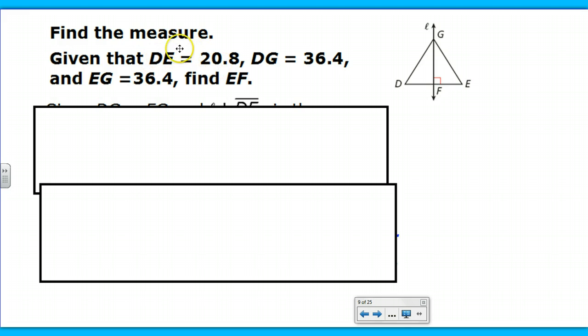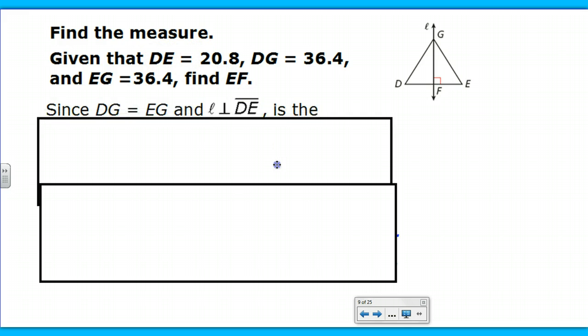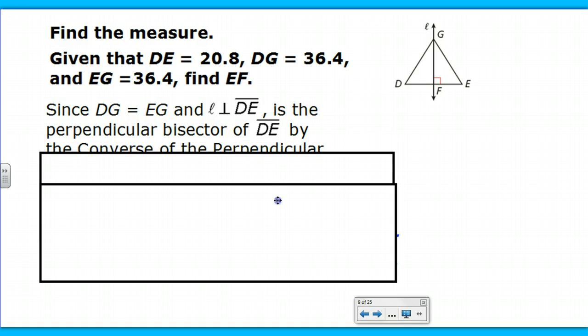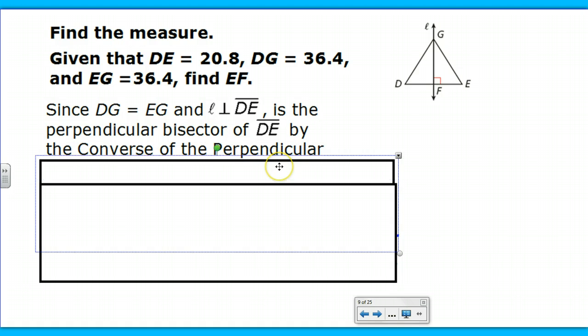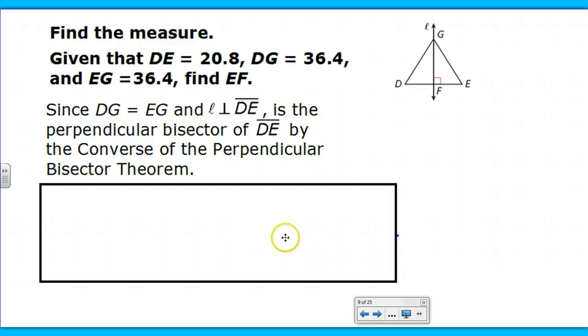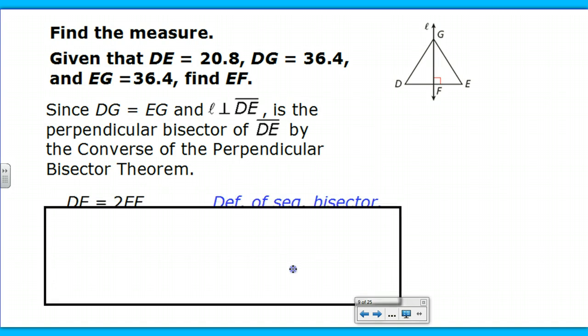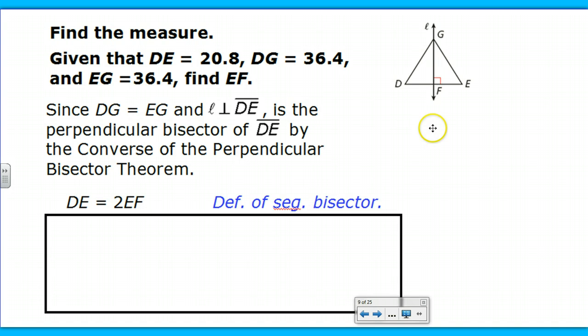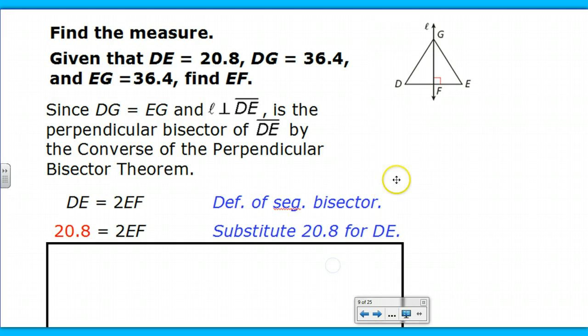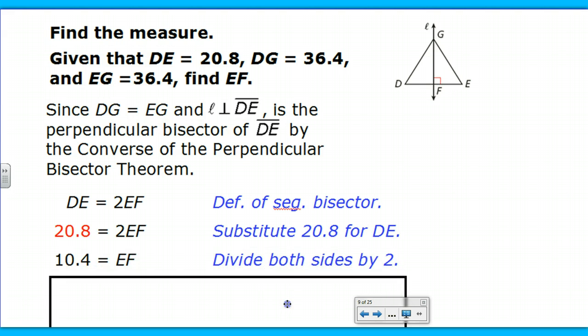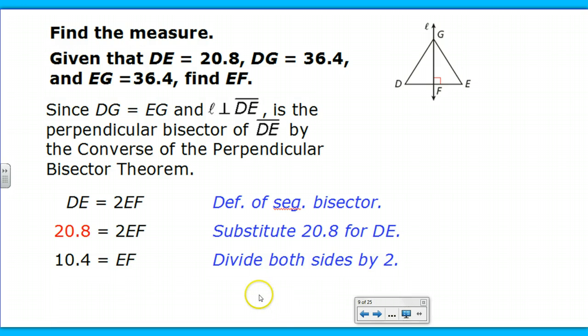And they are each half of 20.8. Okay? And so in this case we're using the converse of the perpendicular bisector theorem. And so DE therefore equals 2 of EF. And we know that DE equals 20.8. So we simply divide by 2, and we have EF is 10.4.